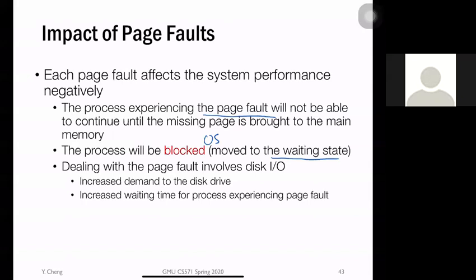More importantly, dealing with a page fault always involves disk I/Os. At the same time, it increases the demand on the disk drive, which is extremely slow and is a bottleneck of performance. It also impacts the process's waiting time dramatically. That is why, for a system with extremely small main memory, its performance is basically bottlenecked by the disk I/O. So the user would experience intermittent or frequent freezing when controlling and using that application, okay?